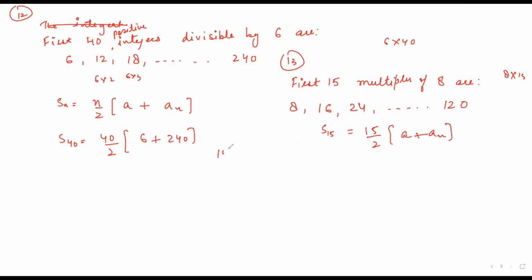14th question now. Find the sum of the odd numbers between 0 and 50. Okay, that is very easy. I'm leaving it. Write down the odd numbers between 0 and 49. Find the sum.